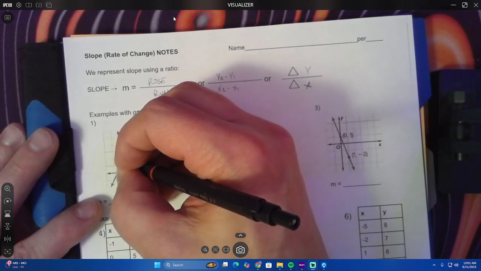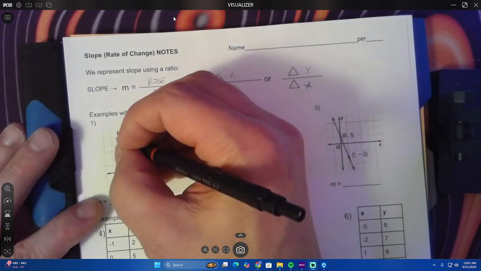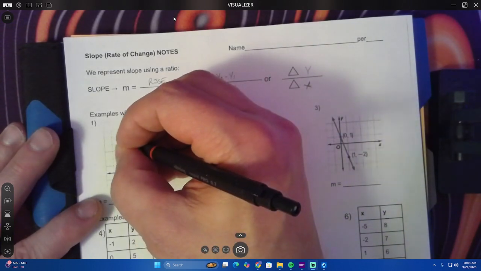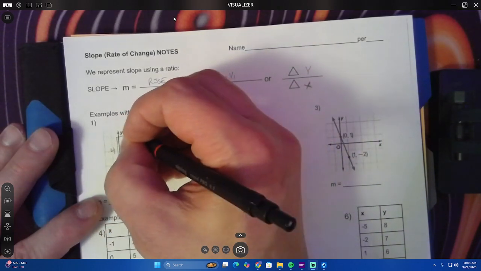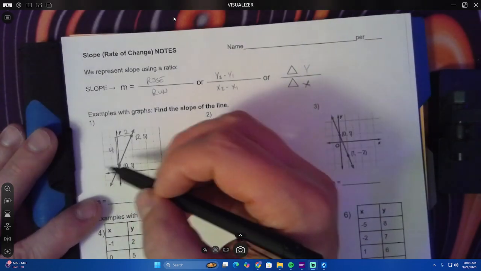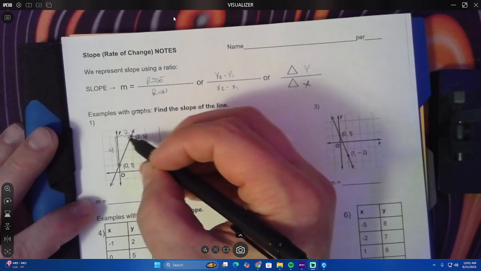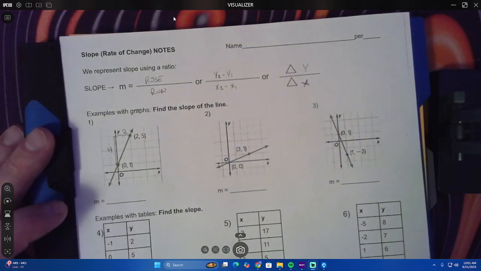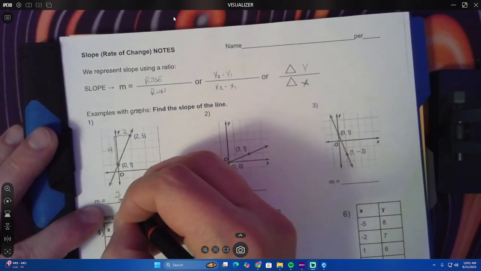So from this point to this point, one thing I want to do is calculate how many times I move up and how many times I go over. So I went up 4 and over 2. So the change in the y direction was 4, and the change in the x direction is 2. So I can say this line has a slope of 4 over 2.